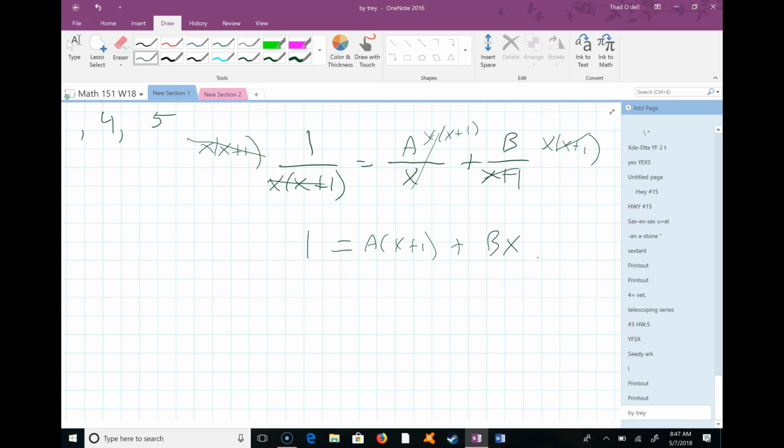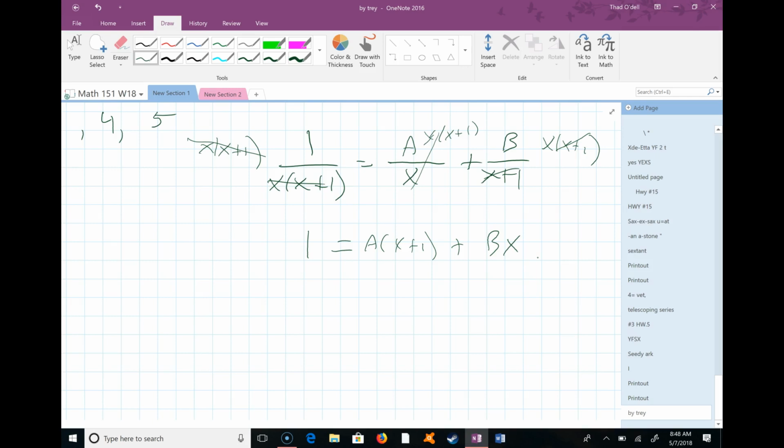So this is hopefully looking familiar to you if you were here Thursday. This is the exact same problem I did on Thursday. So now what we do is we try to find out what A and B are. I talked about this Thursday, but you basically want to line up the things that are associated with x on the two sides and the things by themselves on the two sides.